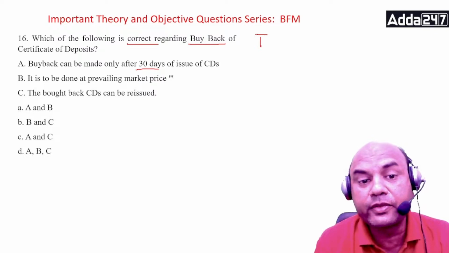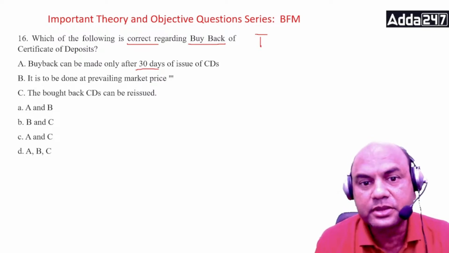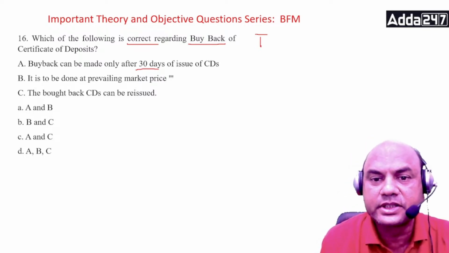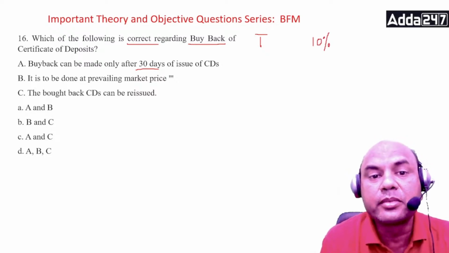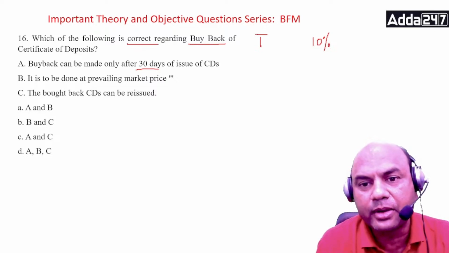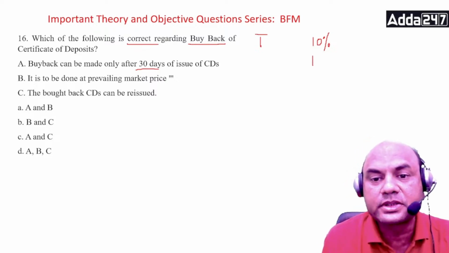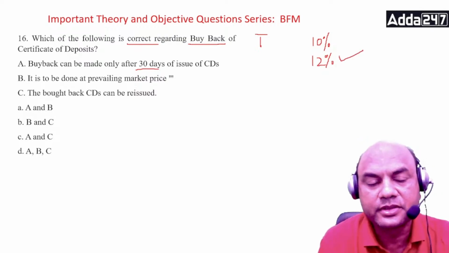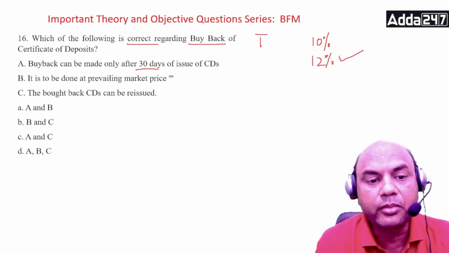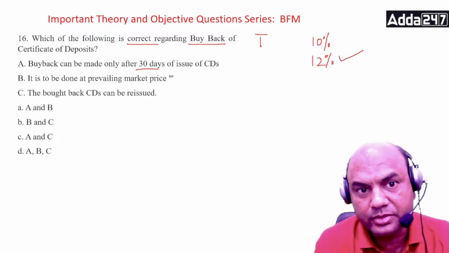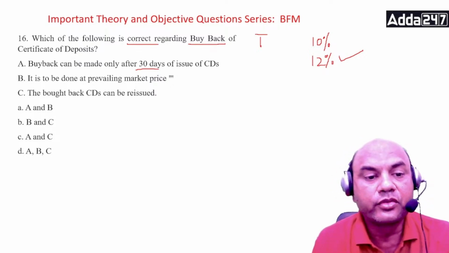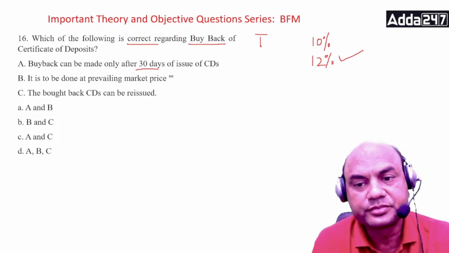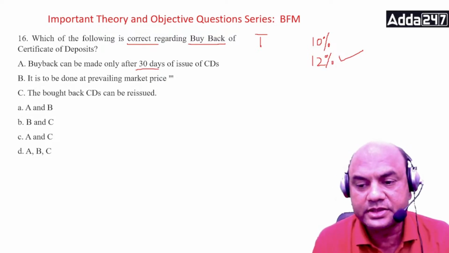It is done at a prevailing market price. Means suppose I have issued the CD at, let's say, 10%, and after 1 month I am buying it back. If the rate going on is 12%, then I'll have to buy it back at 12%, not 10%. The bought back CDs can be reissued. Means I can reissue those CDs again to someone. So which one is correct? Think about it.